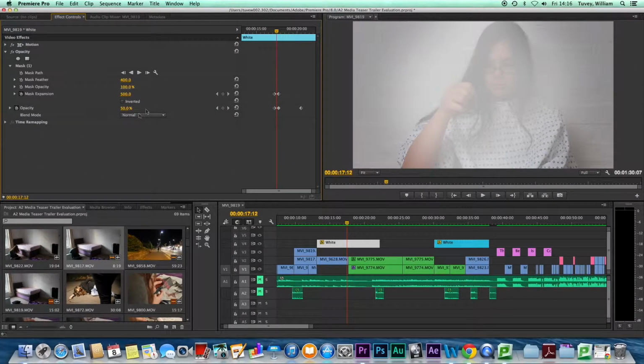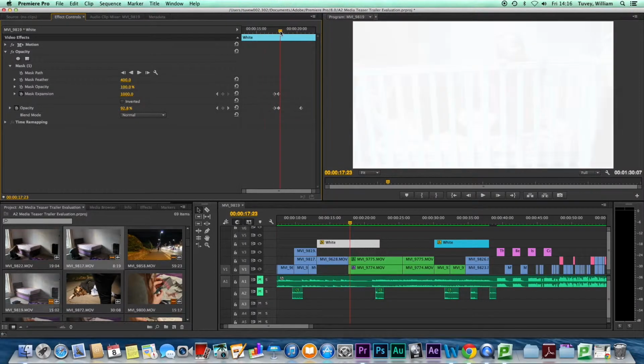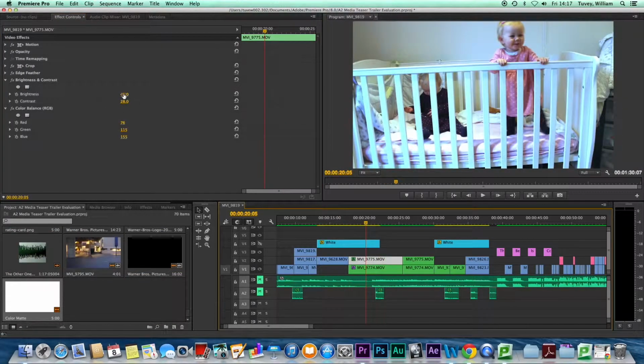We also used a blue filter and a white flashback effect to show the audience that what we were showing them at the time was Aria and Bella when they were babies. Without these, the audience would not have known that the babies were them when they were little.